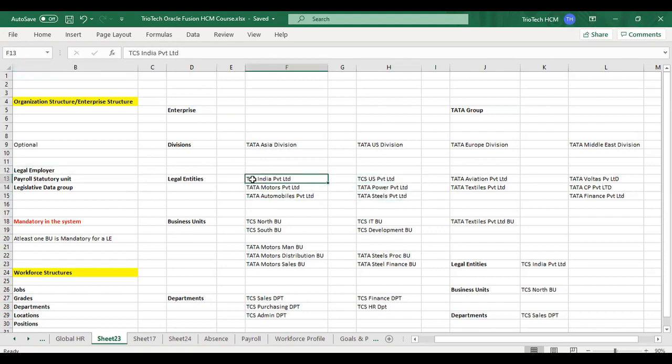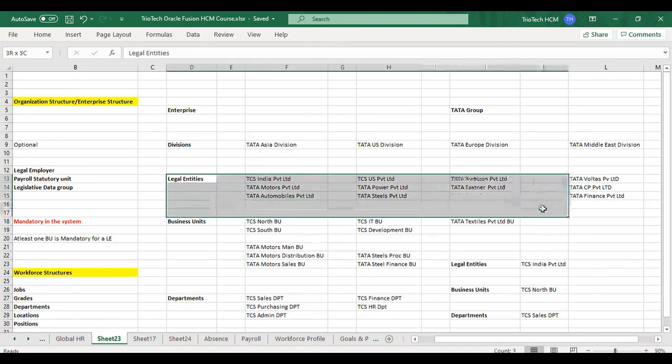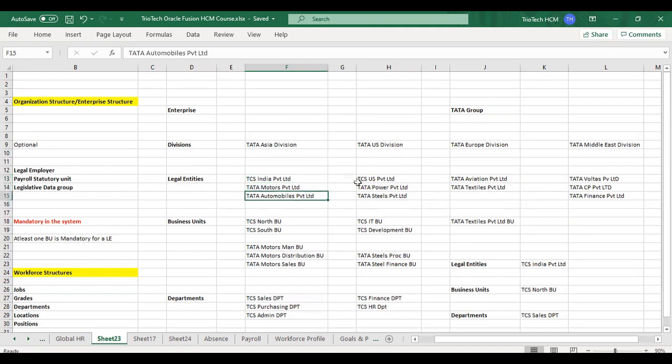In Fusion system, one more interview question I will tell you here. The interviewer will ask you, in Fusion system, where you will hire the employee. The basic fundamental question: in which level you will hire the employee? Many of us will blindly say that we will hire the employees in the legal entities. That is absolutely wrong. We will not hire the employees in the legal entities. We will hire the employees in the legal employer. But obviously, every legal entity is also a legal employer.